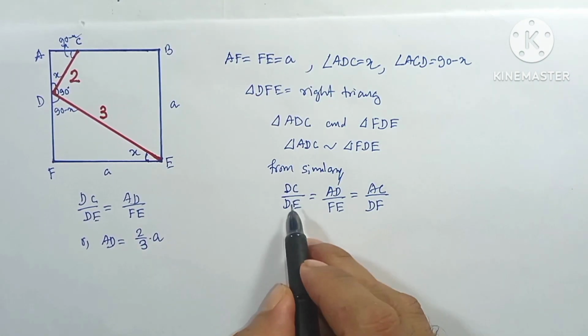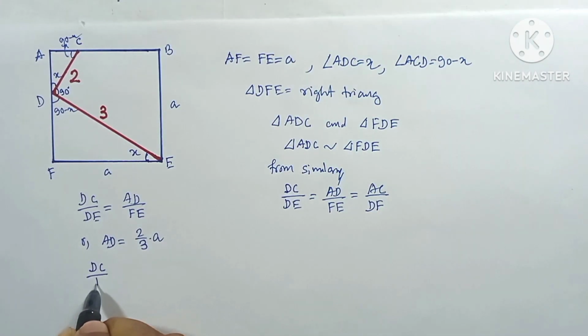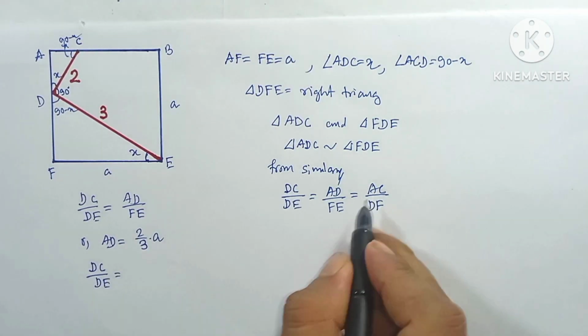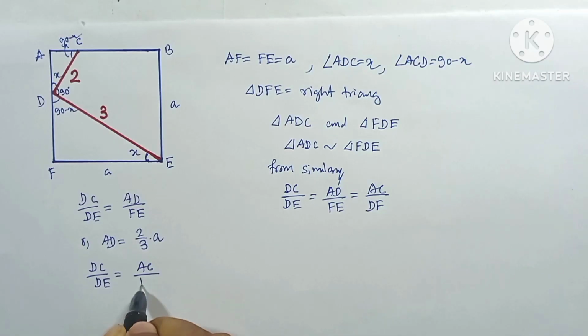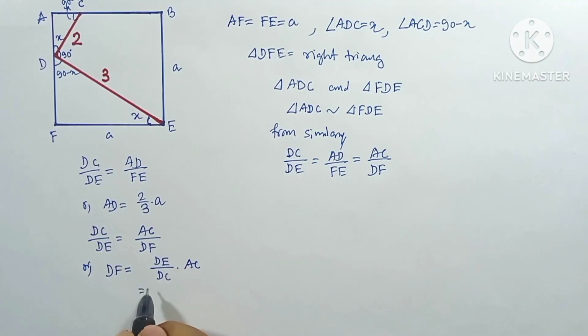So now take this other one. This is DC by DE is equal to AC over DF. By simplifying we can write that DF is equal to DE over DC times AC. Or we can write that DE is 3 and DC is 2, so DF is 3 by 2 times AC.